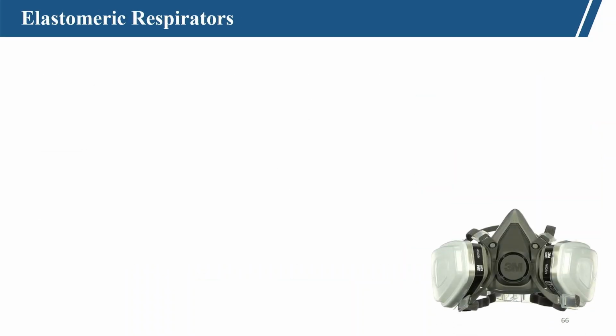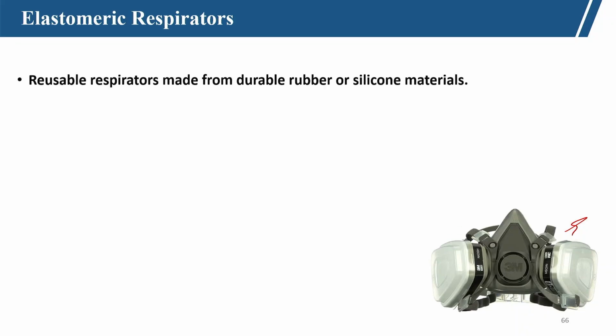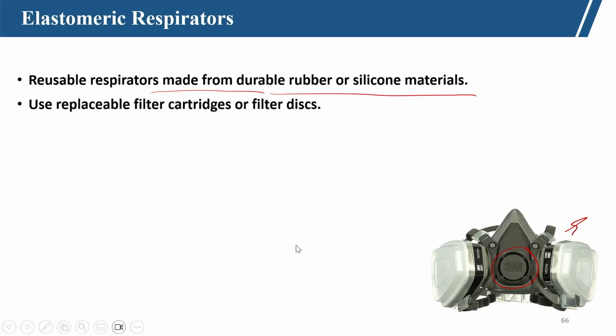So, elastomeric respirator. This is the elastomeric respirator, where it can fit different face shapes. It is a reusable respirator made from durable rubber or silicone material. Here the filtration zone, the filter, can be replaced. So, this is durable and it is a reusable respirator.